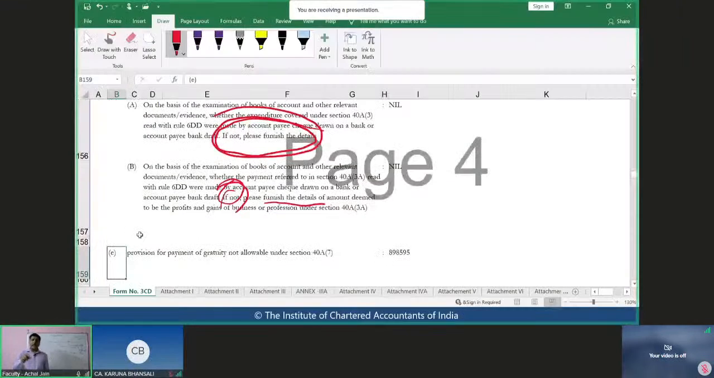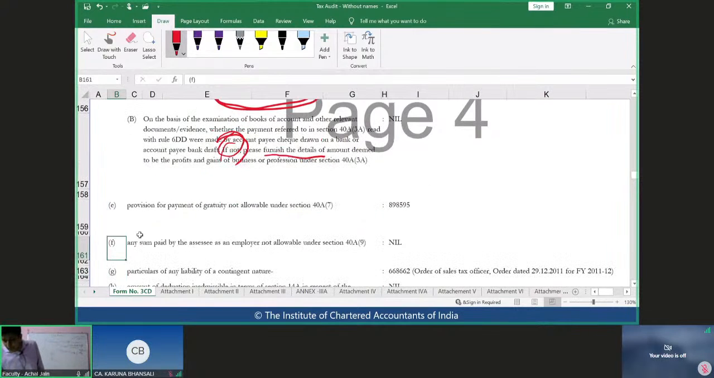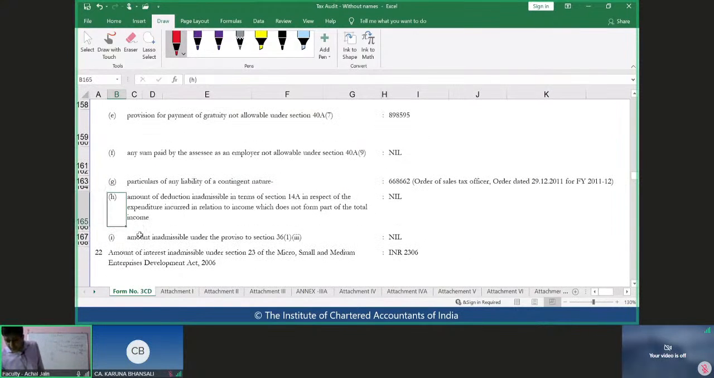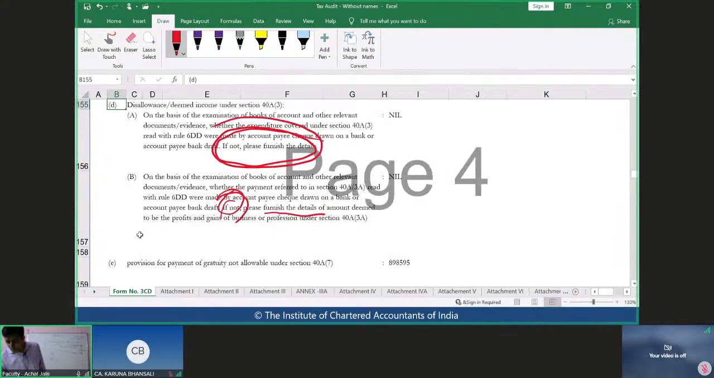On this TDS part, I'll come to later. If you remember, we have discussed the TDS part also, but we have not discussed that in more detail. I'll come to that slightly later. So let's move on to some more provisions, the small provisions.